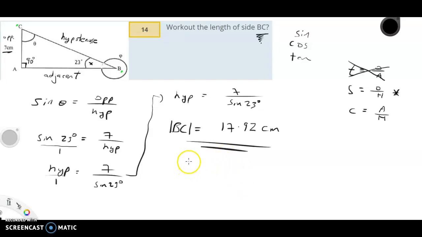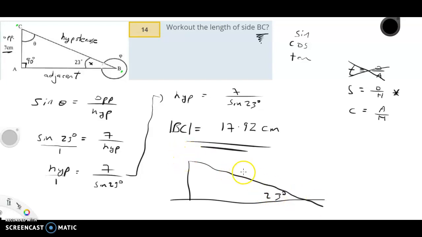Now, you could also draw that out with a protractor if you wanted to check it out, with an actual 7 centimeters here, and an actual angle with your protractor of 23 degrees here, and see those lines intersect, and you can measure them off then, and you should find out that this is 17.92 centimeters. And you can also work out the length of this side using a protractor and a drawing. Anyway, that's it. Job done.